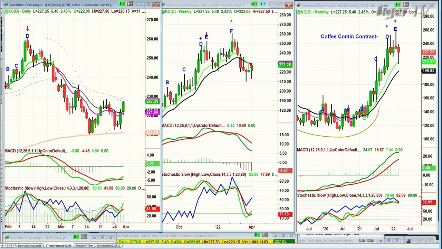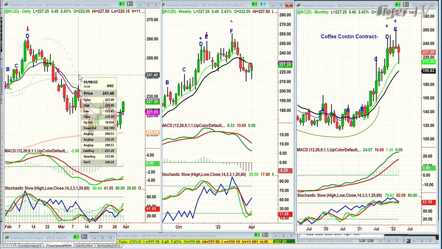The MACD is improving, stochastic's improving, but still weak. On balance volume is improving. And the pink 9-period moving average is under the 14-period moving average. If it crosses positive, there should be a quick move to 233. And what was the high on the 9th of March?